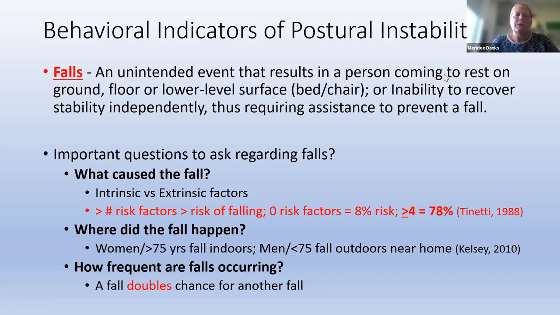The other thing you might want to gather is where did the fall happen? This will help us determine if it may be intrinsic or extrinsic. A study by Kelsey found that women over the age of 75 have a tendency of falling more likely indoors than outdoors. And men, usually less than 75, have a tendency of falling outdoors, but usually near their home. So it may vary with gender and age where a person might fall.